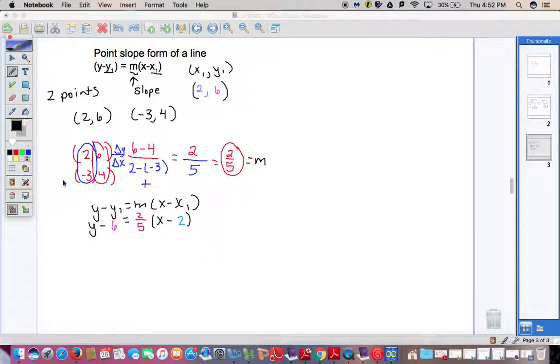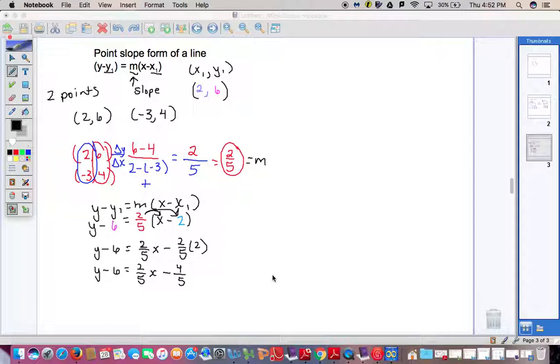Okay, now I need to get this in slope-intercept form. I want it in slope-intercept form so it's easy to look at what my slopes are. So when I compare, and I'm talking about parallel lines, everything is just in the exact same form. I do that by first distributing. So I'm distributing 2/5 to x and 2/5 to 2. So I have 2/5 x minus 2/5 times 2, and this equals y minus 6. Now I'm just going to simplify. Y minus 6 equals 2/5 x minus 4/5.